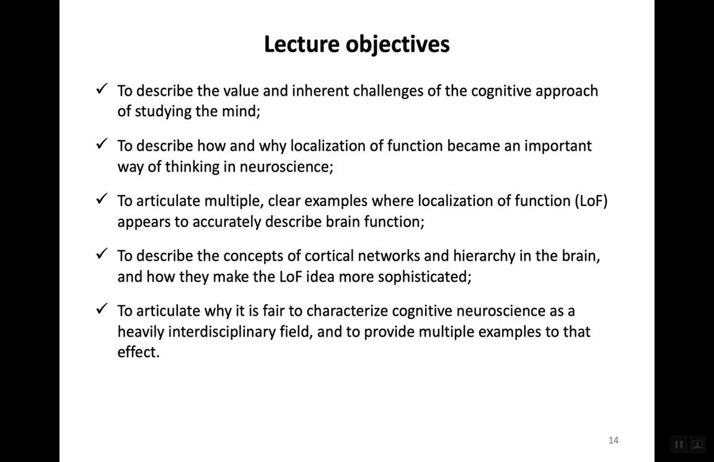And finally, we aim to be able to articulate why it is fair to characterize cognitive neuroscience as an interdisciplinary field. We already mentioned the umbrella term of cognitive science that brings together many different fields in the study of cognition. But make no mistake, cognitive neuroscience in itself is also interdisciplinary. So we should be able to understand where the need for such interdisciplinarity arises from and what it can do for us.